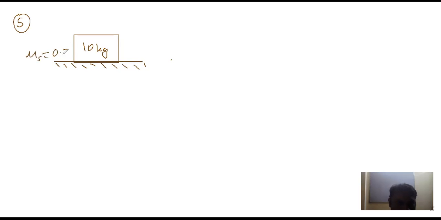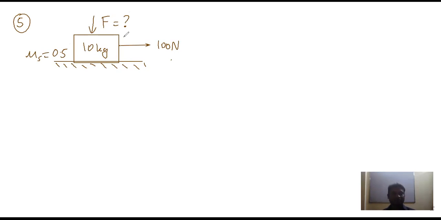The coefficient of static friction is 0.5 and we are applying a force of 100 Newton on the block. In this case, what is the minimum force that must be applied on the block vertically downward so that the block does not move? We have to apply some force in vertically downward direction. We have to find its value so that the block will not move. So let us see how to solve this question.